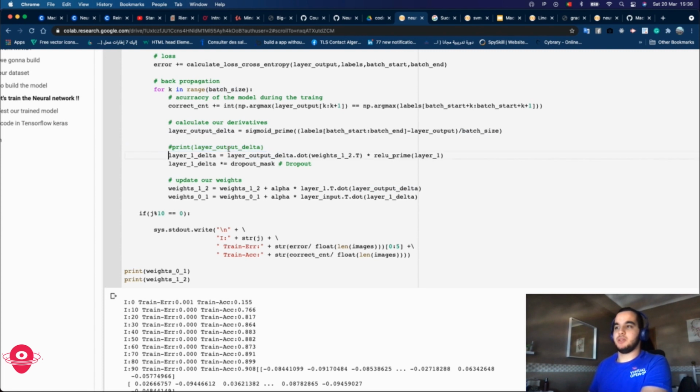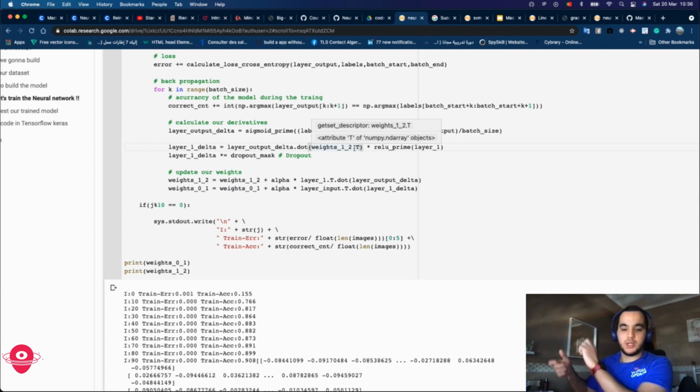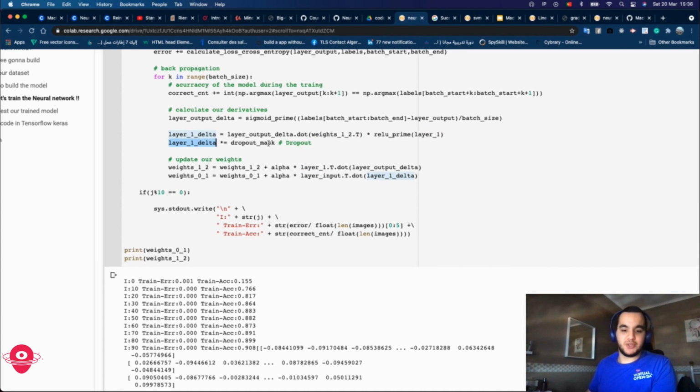This is what we are doing here. You call this layer 1 delta, the layer 1 prime, and it is the layer output delta dotted with the transposed weights. We transpose our weights matrix so we can allow that multiplication, because we are going backwards. Then we multiply it by the ReLU prime that we had in the first layer, multiplied by layer 1. Here we apply the dropout mask too: we applied the dropout in the forward pass, and we apply it in the backward pass as well.